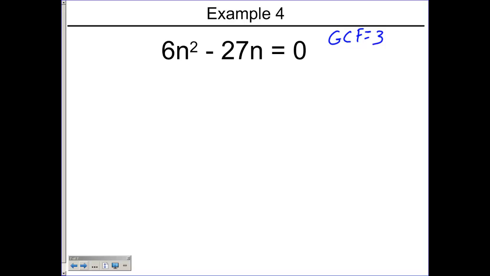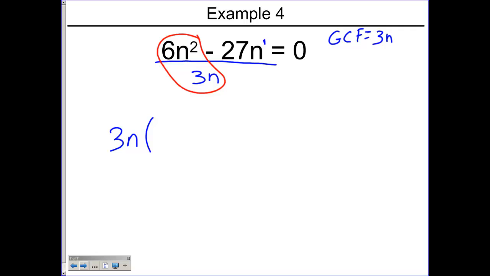Look at the n's. I have an n to the second and an n to the first. You always take the smaller amount. So 3n appears to be my greatest common factor, so I'm going to divide this whole thing by 3n, and 6n squared divided by 3n is going to give us a positive 2n, and then a negative 27n divided by 3n is going to give us a negative 9, because the n's are going to become a 1, and the whole thing is still going to equal 0.